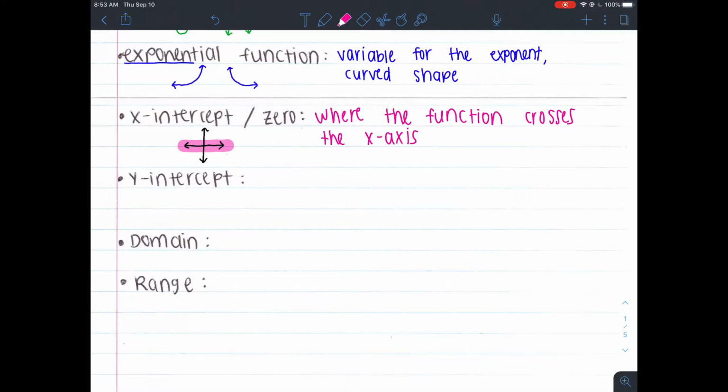Now there's another word for x-intercept, as you see here. It is also the word zero. I know that's kind of weird because it's a number, but it's actually another word for x-intercept. So if the problem is asking you to find the zero, it's just asking you to find the x-intercept. These two words mean the same thing. Just make sure you're aware that zero also means x-intercept. You don't want to be stumped by that.